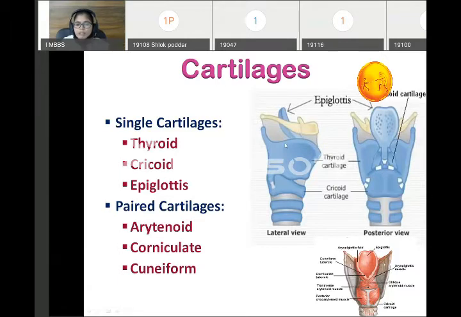So the total is 9 cartilages. 3 are unpaired, that is thyroid, cricoid, and epiglottis, and 3 are paired, that is arytenoid, corniculate, and cuneiform. These 3 cartilages are paired cartilages.